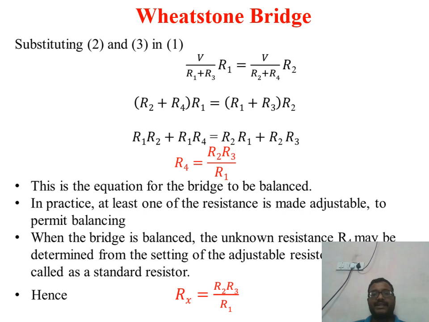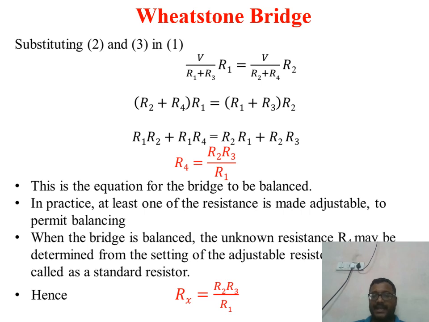So in practice, at least one of the resistances is made adjustable. When you observe the circuit diagram, one arm resistance is a variable resistance and the remaining three are standard resistances. So why are we considering one variable and the remaining three standard? It is for the balancing condition.